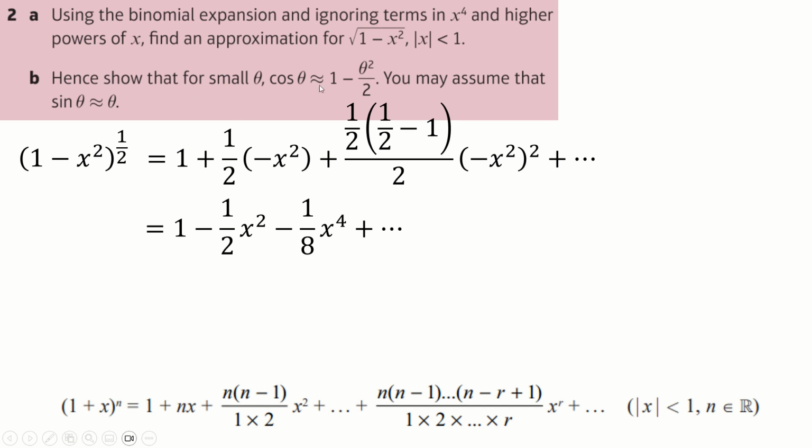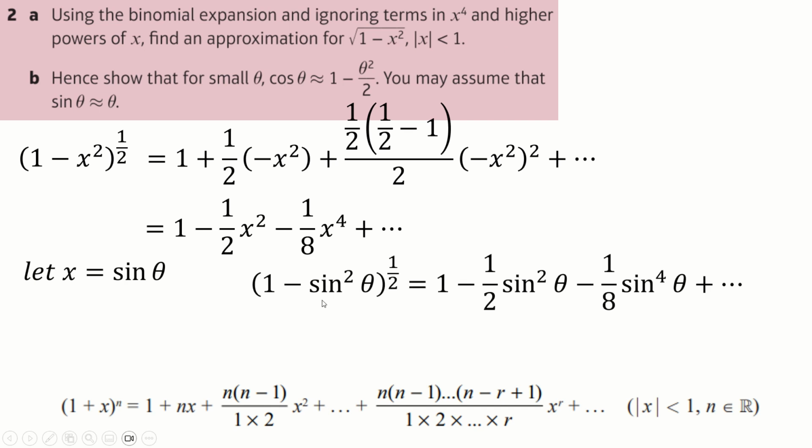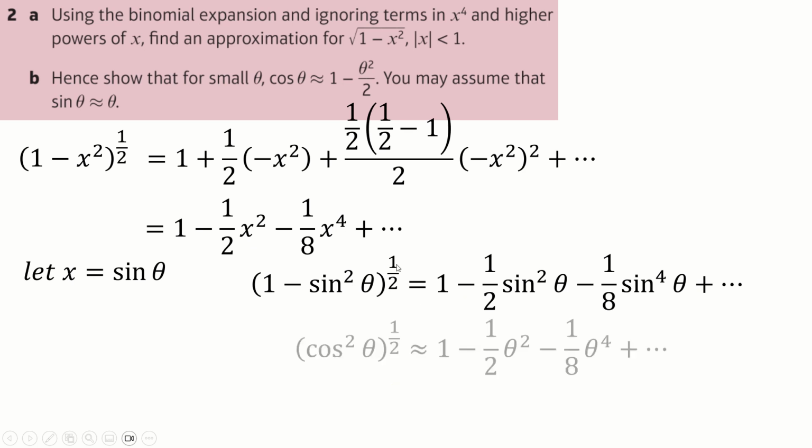Now, how are we going to get cos this in any way? Well, look at this 1 minus x squared. That should ring some bells. 1 minus sine squared is cos squared. So if I replace x with sine of theta, I get 1 minus sine squared of theta. Just replacing these with sine thetas as well. Now, 1 minus sine squared theta is cos squared, so the power half is just cos, which is super useful.